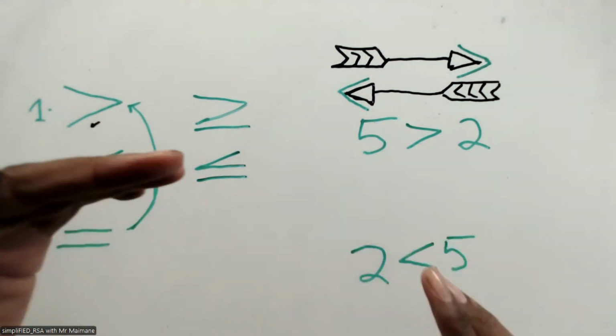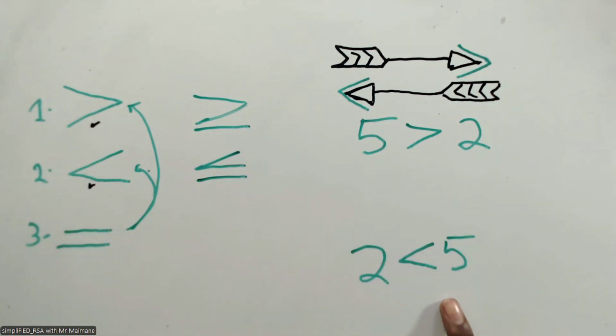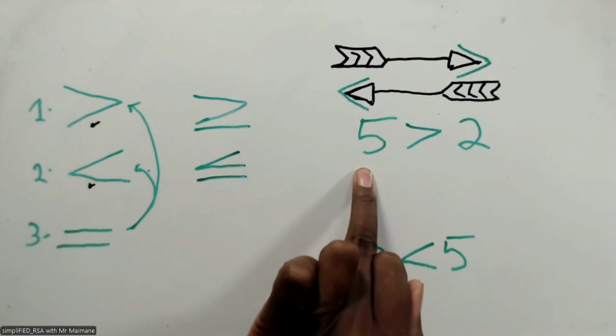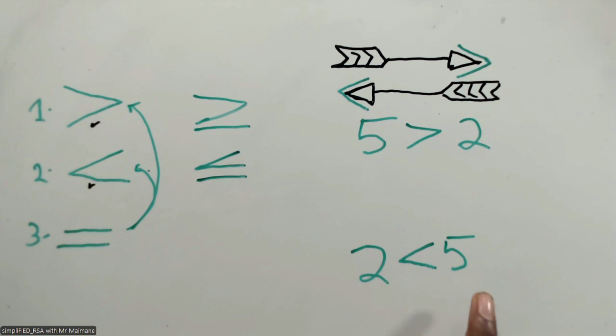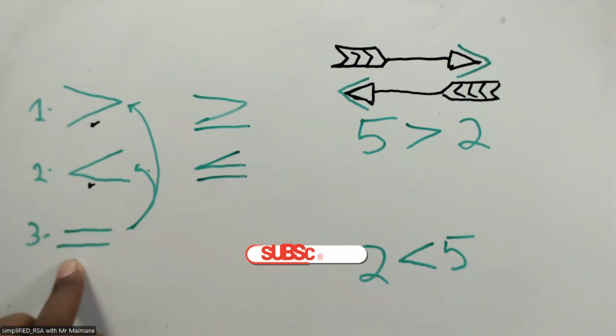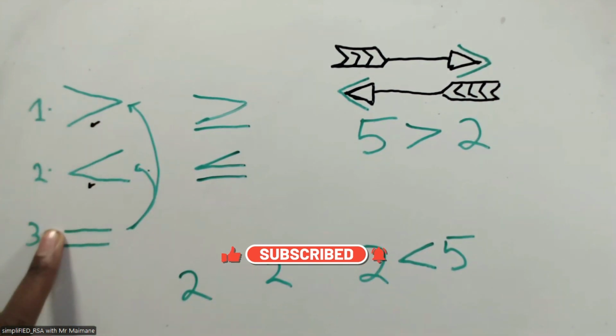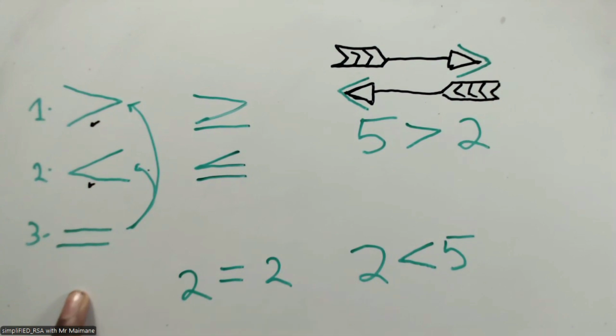So the bigger number always conquers the smaller number. It's only based on how you say it that makes it make sense. We can say 5 is greater than 2, or we can say 2 is less than 5. I hope this makes sense. If it's an equal sign, then it just means two values are equal. Like if you have a 2 and a 2, between sign 1, 2, and 3, the one that I would put in between would be sign number 3, because the two values are equal.